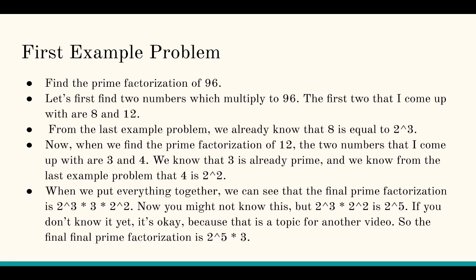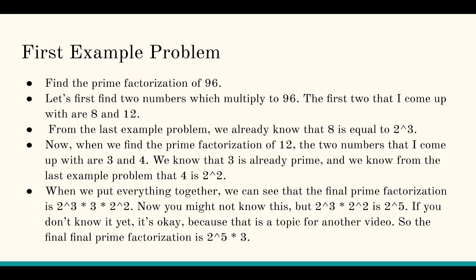Now, when we find the prime factorization of 12, the two numbers that I come up with are 3 and 4. We know that 3 is already prime, and we know from the last example problem that 4 is 2 to the second power. When we put everything together, we can see that the final prime factorization is 2 to the third power times 3 times 2 to the second power.